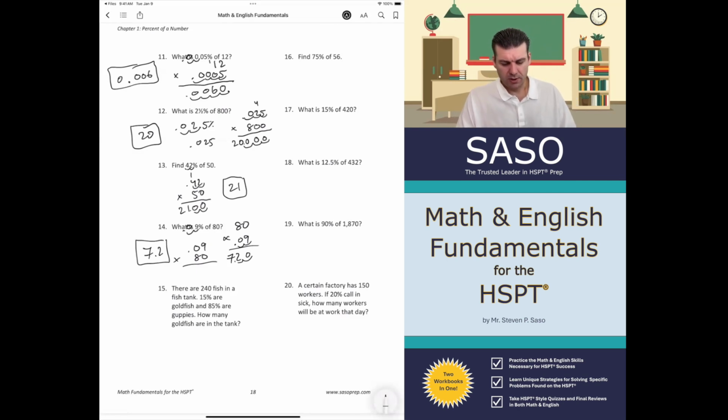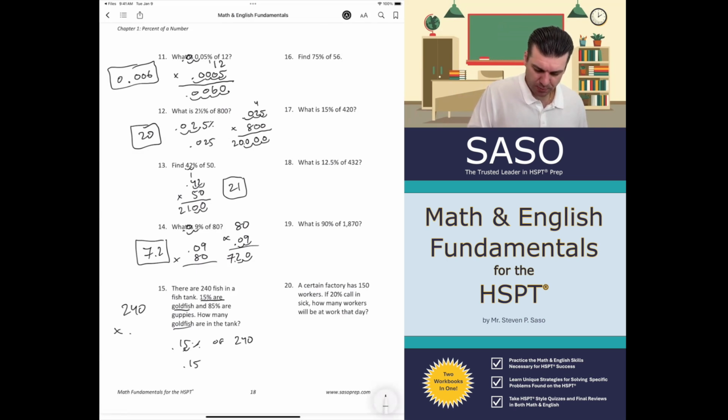All right. There are 240 fish in a fish tank. 15% are goldfish, 85% are guppies. How many goldfish? Okay, so 15% are goldfish. 15% of 240. That's kind of what we end up doing in this word problem, right? 15% is 0.15, and now we have 240 times 0.15. We can't really use that trick I was doing earlier because this is 240. So if it was 200, we could do it, but with 240, we have to just do this the old-fashioned way here.